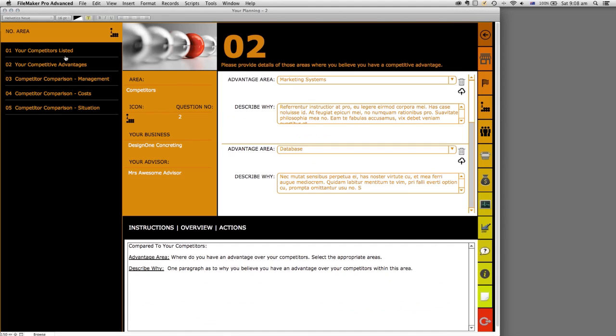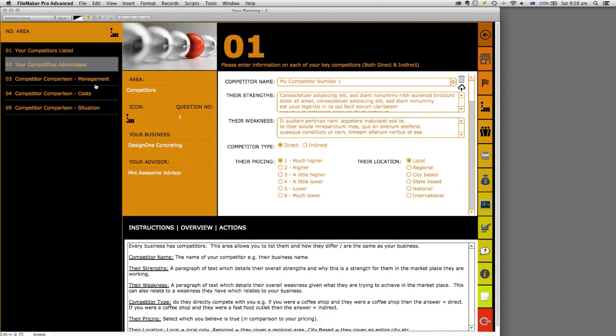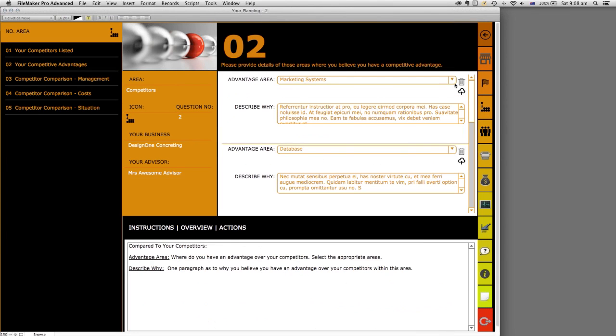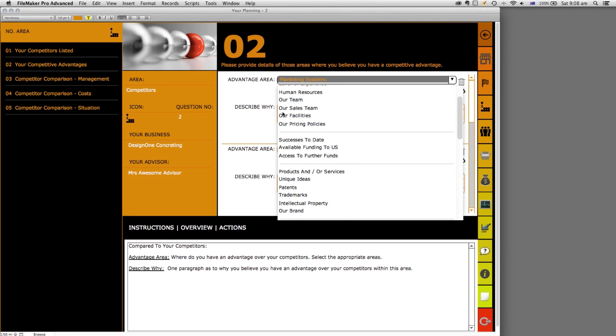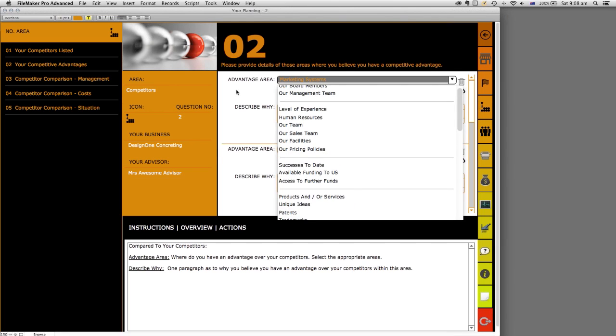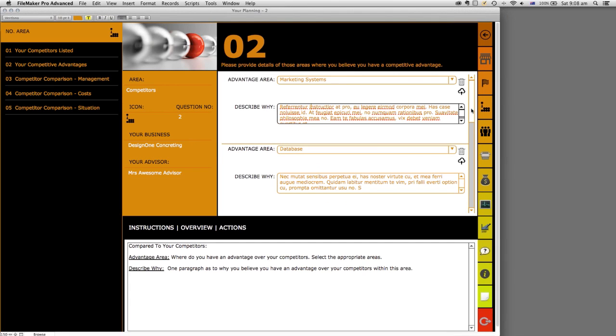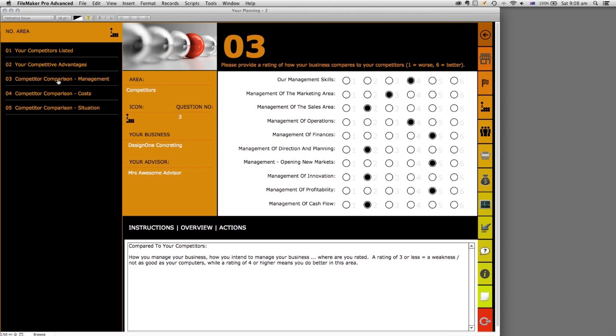So based on the list of competitors, what do you think your advantages are? Again, this one's a drop-down list. Advantages is our sales systems, for example, or marketing systems, and then you describe why. And you just go through a list of those.